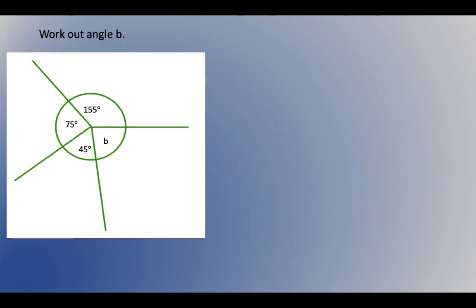Now, work out angle B. This one is a little bit more tricky as we've got three angles. We've already been given three angles and we need to find out the fourth, okay? So, first of all, we know that B add 155, add 75, add 45 equals 360 degrees. So what I did first was I added up the angles that we already have, okay? So 155 add 75 add 45 equals 275. Okay, so then I did 360 take away 275.